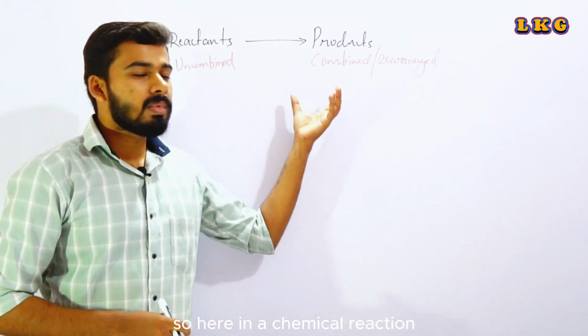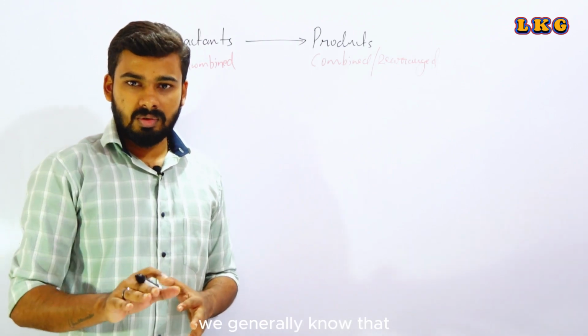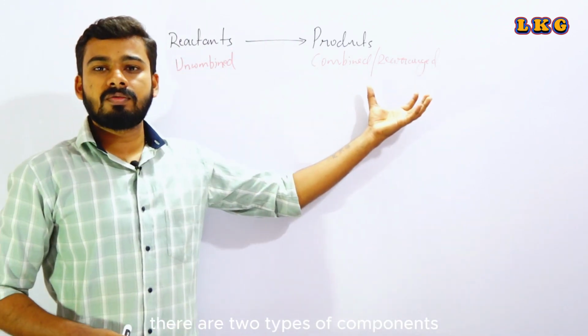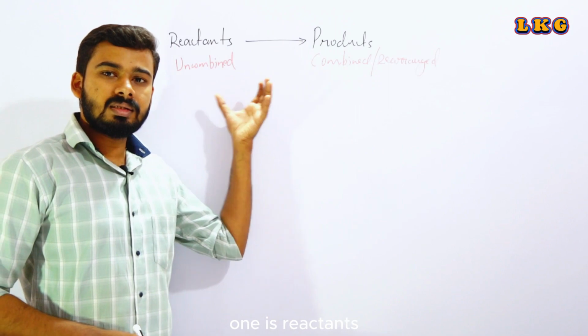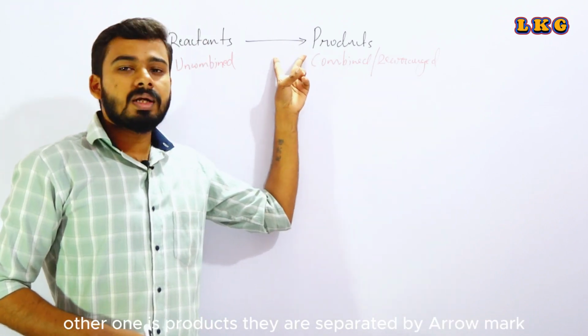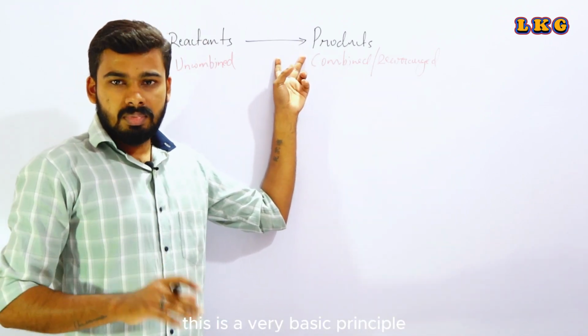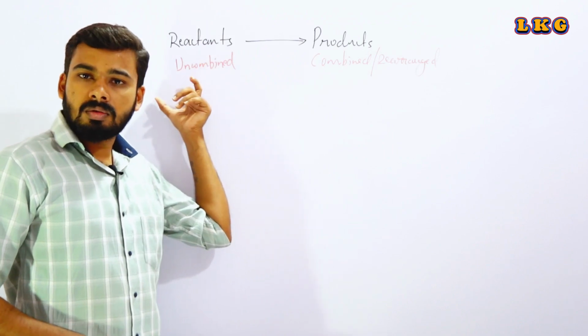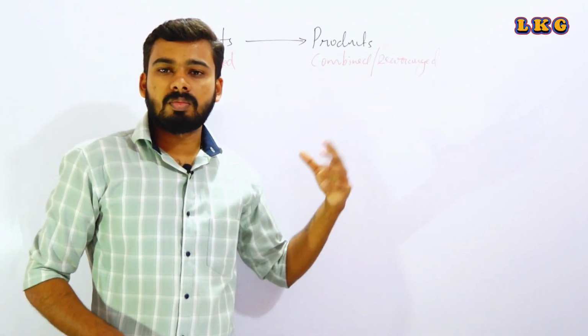So here in a chemical reaction, we generally know that there are two types of components. One is reactants, another one is products. They are separated by arrow mark. This is a very basic principle. Arrow mark in the left side irodu reactants, right side barodu products.